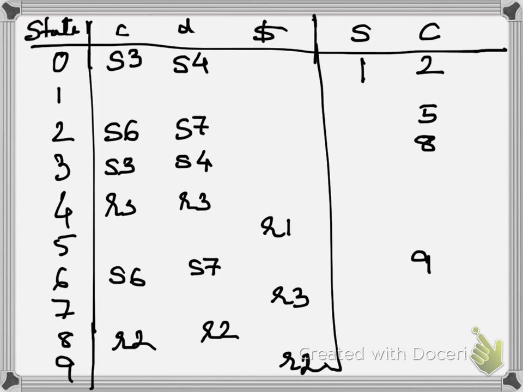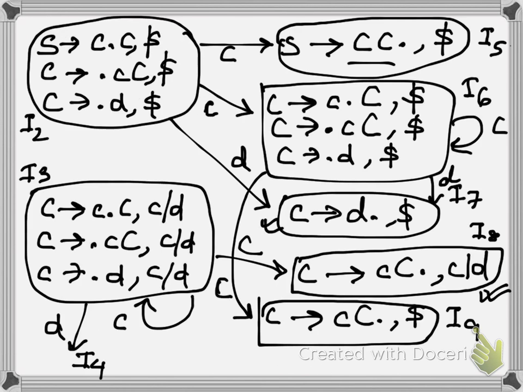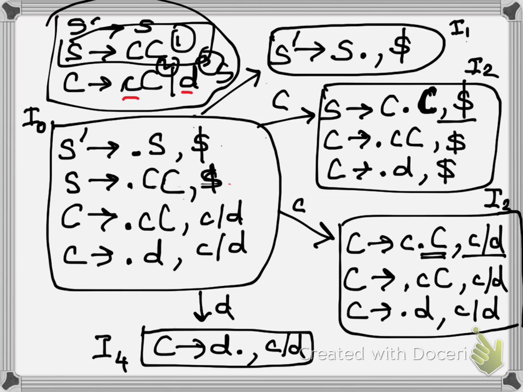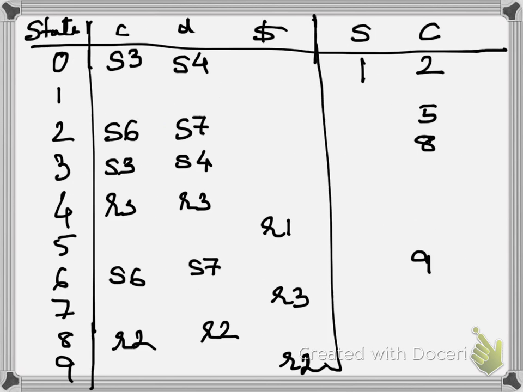Now what happens, when do we accept? We will accept when the final item is for the augmented grammar symbol. So our augmented grammar symbol was S dash. So I1 is the final item for this. So we will write accept under dollar, under state I1. So this is your LR1, or how we call it, the canonical LR, CLR parsing table construction.